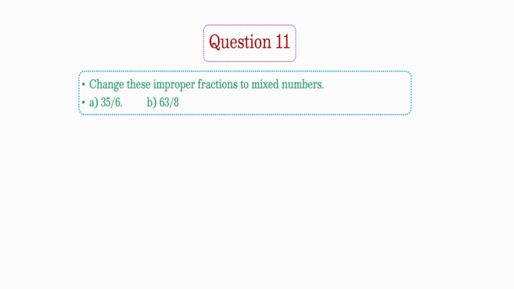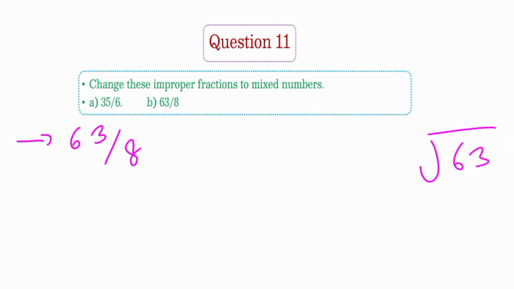Now the next one is 63 over 8. We have to convert it to a mixed fraction. To convert that to a mixed fraction, we do 63 divided by 8, and now 8 times 7 gives us 56. So 63 take away 56 is going to give you 7.